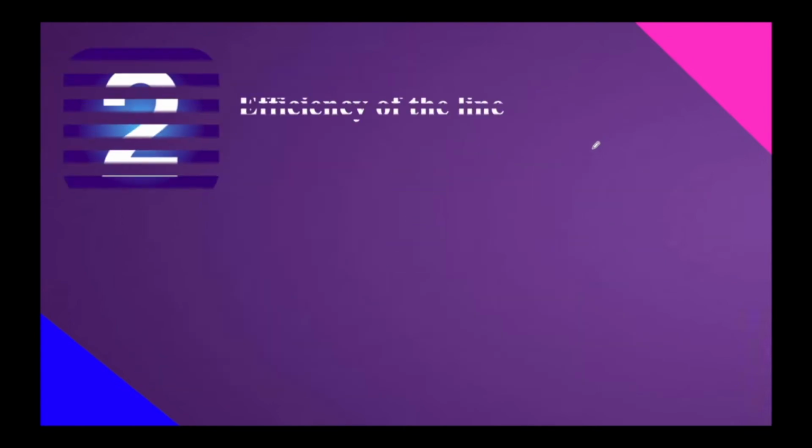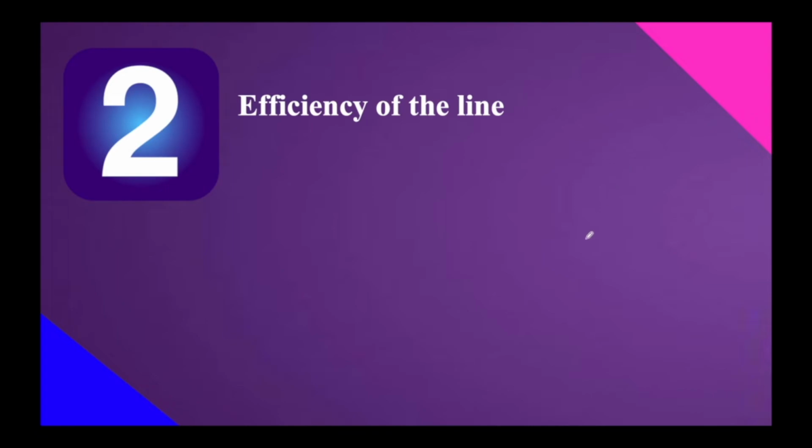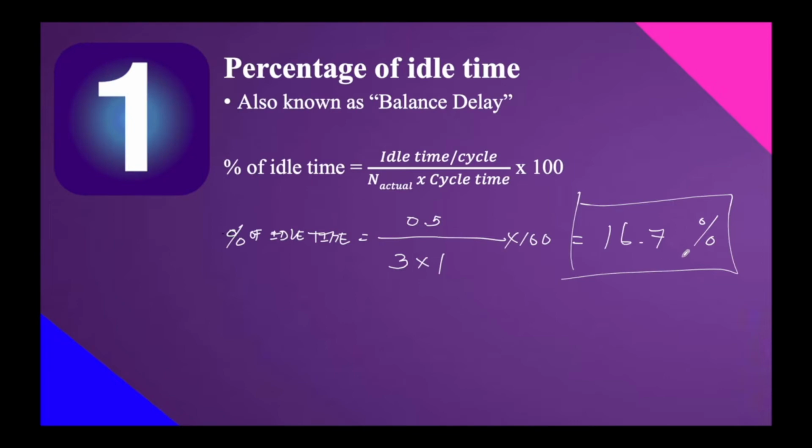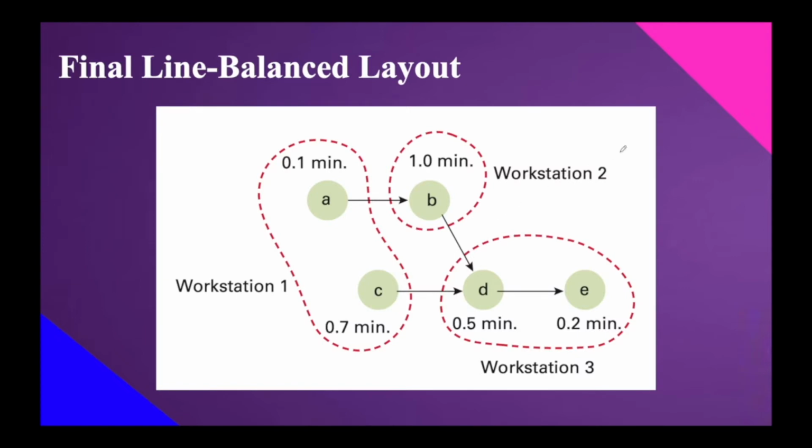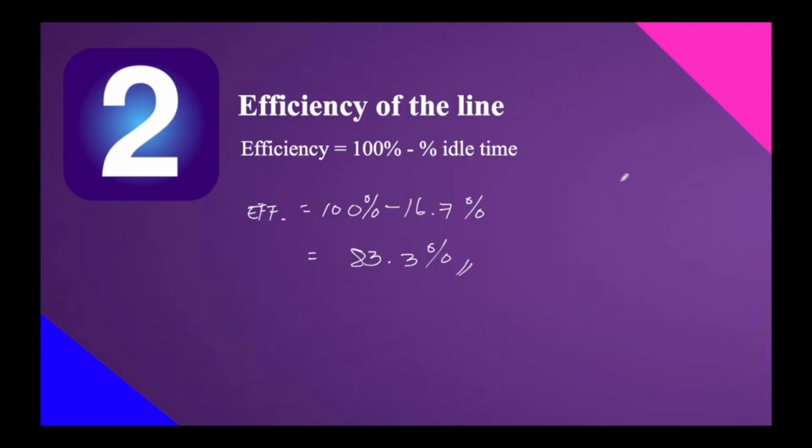For the second measure of effectiveness, we have the efficiency of the line. So basically, efficiency of the line is 100% minus the percent idle time. And basically, ganun lang siya, i-minus mo lang. Yung na-complete natin dito na 16.7 na minus natin sa 100%. And that is equivalent to 83.3%. Meaning, this layout is 83.3% efficient. Okay, so that is for our first example.